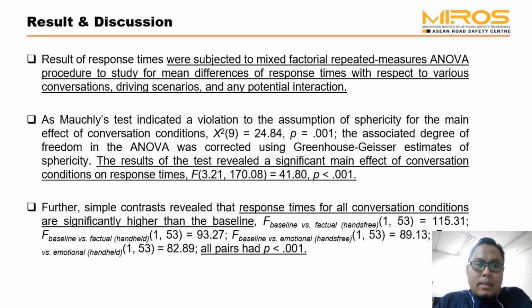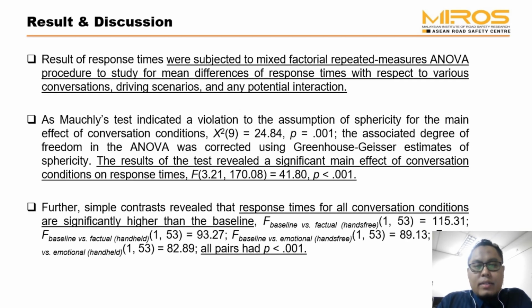So to proceed with the data analysis, the response time results were subjected to mixed factorial repeated measures ANOVA procedures to study mean differences in response time with respect to the various conversations and driving scenarios, and any potential interactions. Mauchly's test indicated a violation of the assumption of sphericity for the main effect of the conversation conditions, whereby p equals 0.001. The degrees of freedom in the ANOVA were corrected using the Greenhouse-Geisser estimates of sphericity.